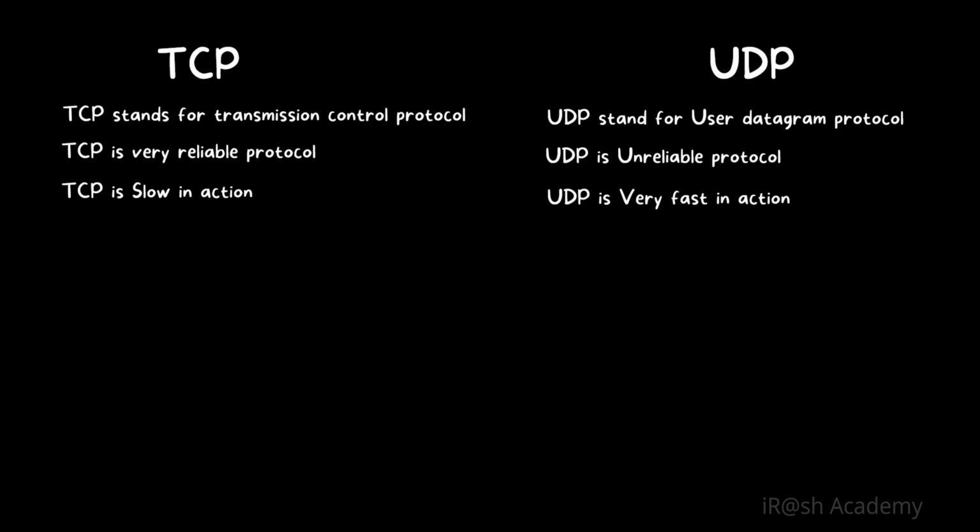Since UDP is mainly used for real-time communication, there is no concept of a three-way handshake or any other acknowledgement process like the one happening in TCP. That's why UDP is much faster than TCP. So what are the functions of UDP, where is UDP mainly used? UDP is mainly used in voice over IP, the telephone communication over an IP address.